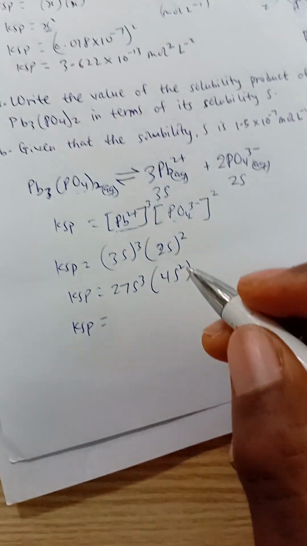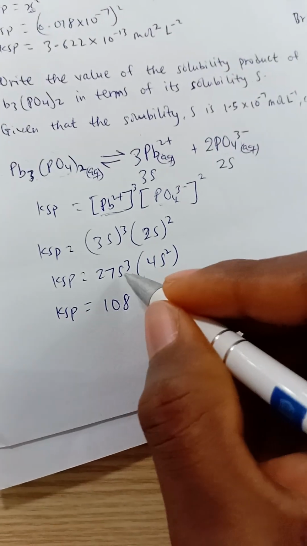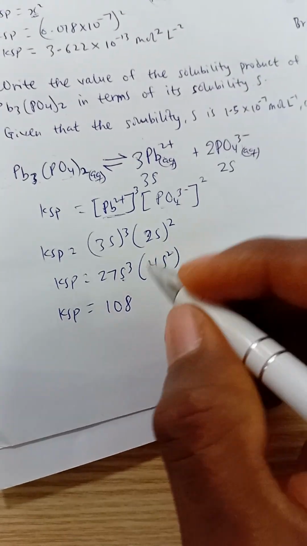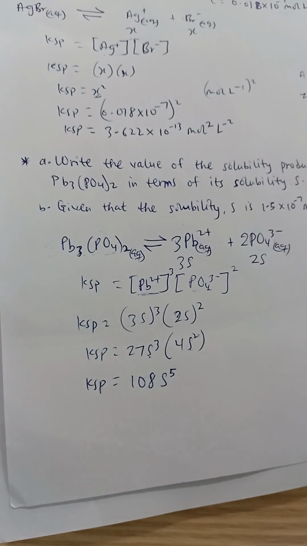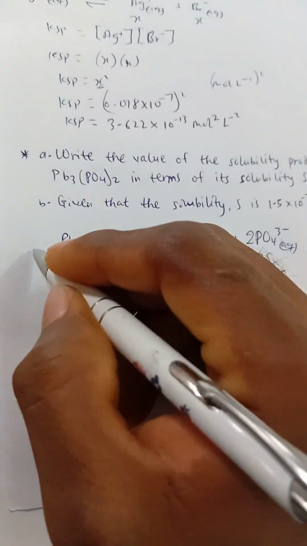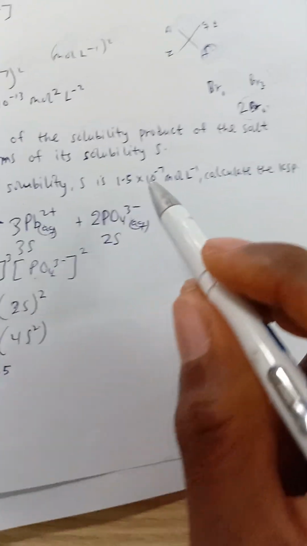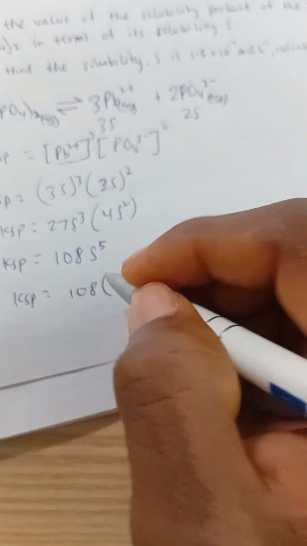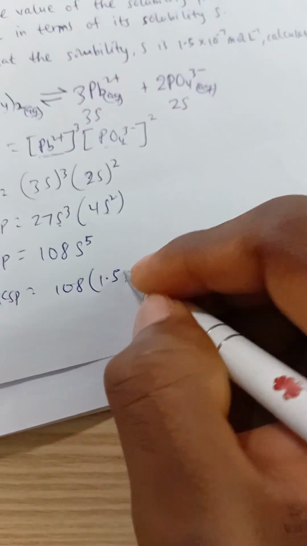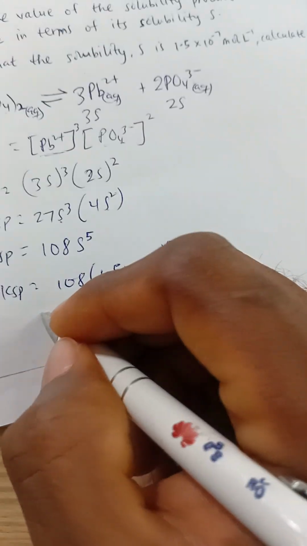Ksp equals 27 times 4, that gives us 108. Then applying the laws of indices, we add the exponents, so S to the power 5. These are the expressions for the Ksp. Now the B part says, so this is for A. Given that the solubility S is this, calculate the Ksp. So obviously we are just going to put it inside: Ksp equals 108 multiplying 1.5 by 10 to the power minus 7, to the power 5.